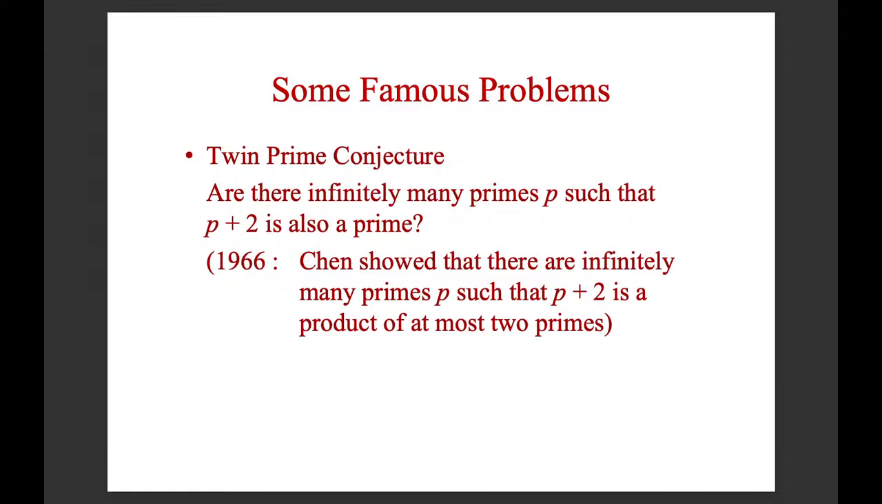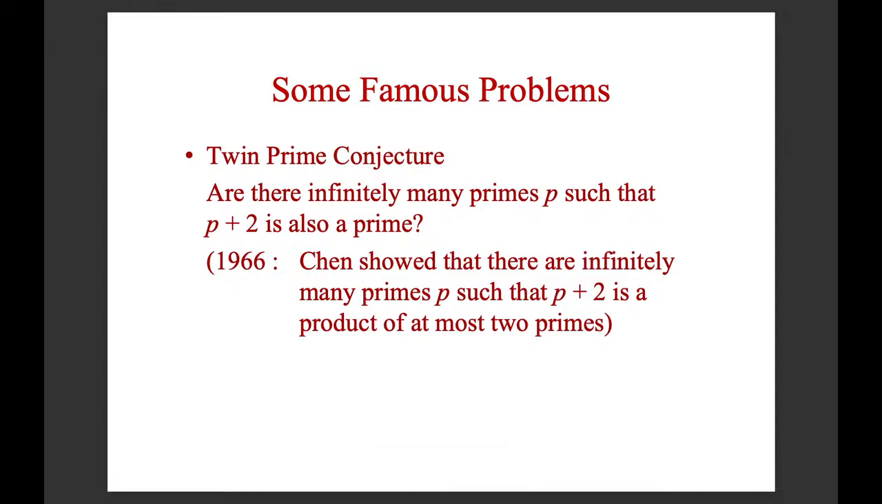This result is not known to be correct or wrong, but we have several results now. The first one was proven by Chen in 1966. He says that there are infinitely many primes P such that P is a prime and P plus 2 is the product of at most 2 primes. So either P plus 2 is a prime or P plus 2 is a product of 2 primes only. So it's like a pseudo prime, very, very close to a prime number.